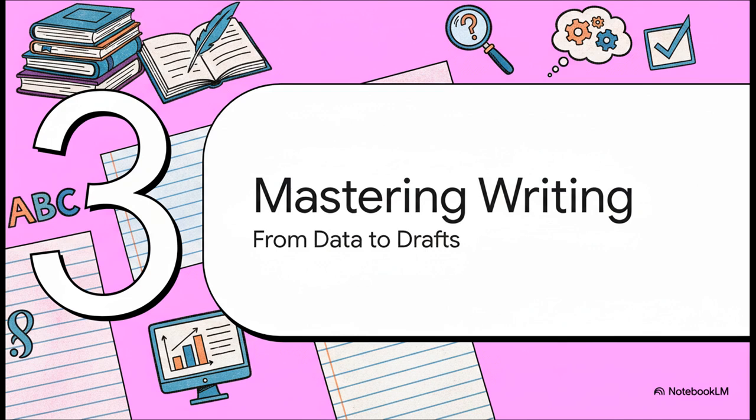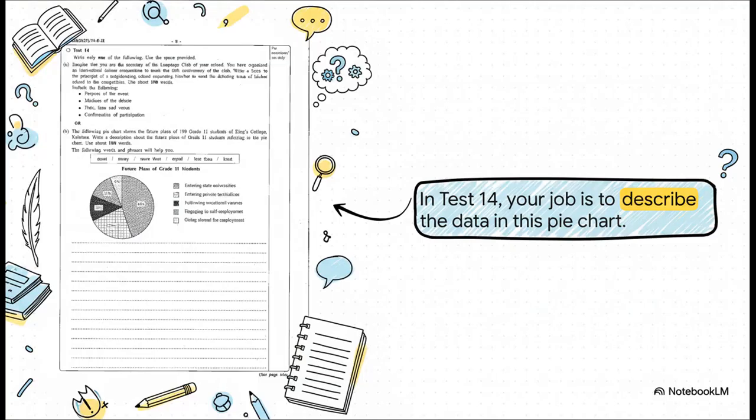All right, section 3, mastering the written word. So far we've talked about understanding English. Now comes the really creative part, where you have to produce it yourself. This is where you get to show off your command of the language, going from just interpreting things to actually creating them. Let's check out test 14.